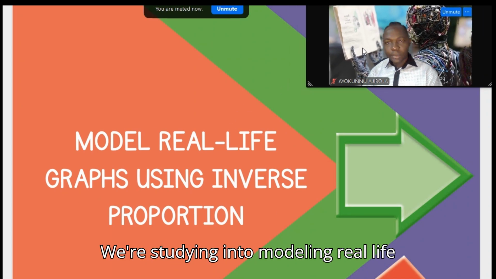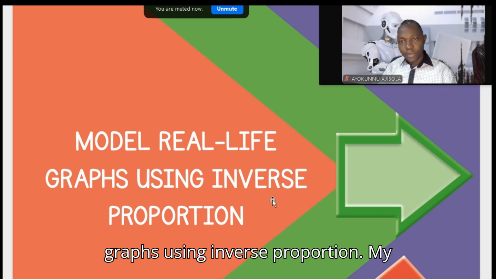We are studying modeling real life graphs using inverse proportion.